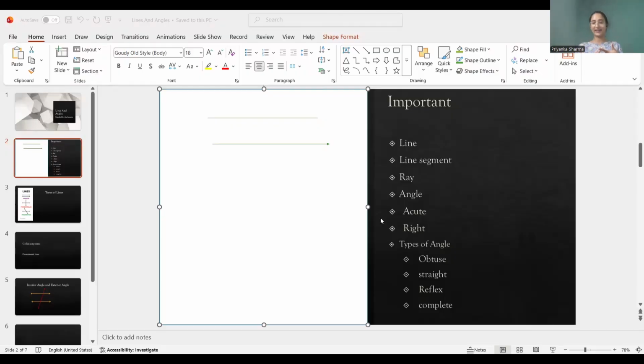Today we will learn a new topic which is lines and angles of grade 9. Let's start. Before moving forward, we should understand some simple terminology which will help us to understand this topic deeply. Okay? So these terminologies are line, line segment, ray, angle, etc. So let's move forward. What is a line?